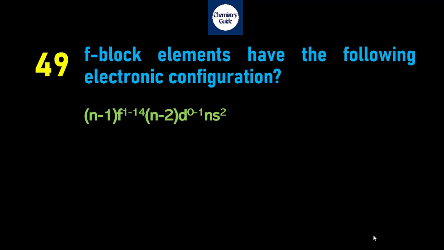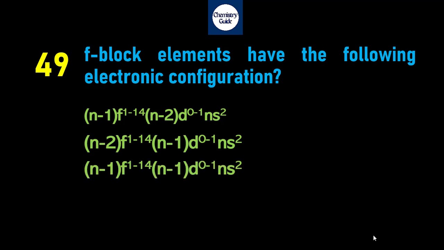MCQ number 49: F block elements have the following electronic configuration: (n-1)f1 to 14, (n-2)d0 to 1, ns2; (n-2)f1 to 14, (n-1)d0 to 1, ns2; (n-1)f1 to 14, (n-1)d0 to 1, ns2; and 4 is all the above. So the right answer is the second, (n-2)f1 to 14, (n-1)d0 to 1, ns2.